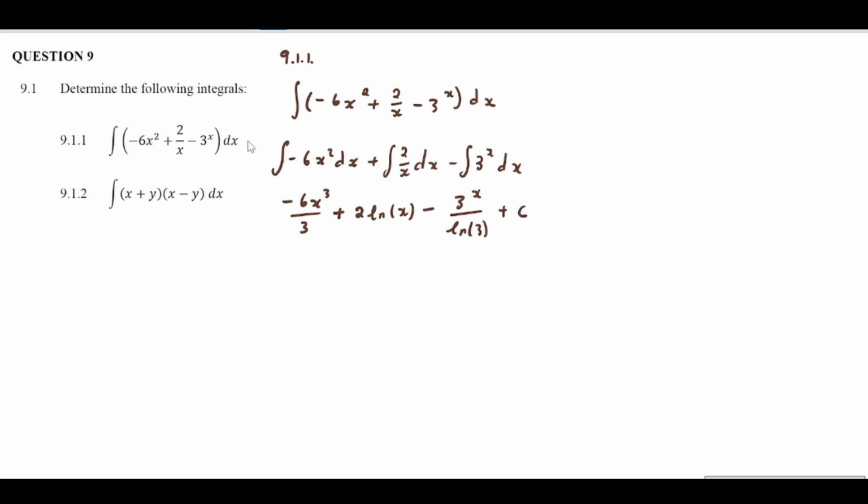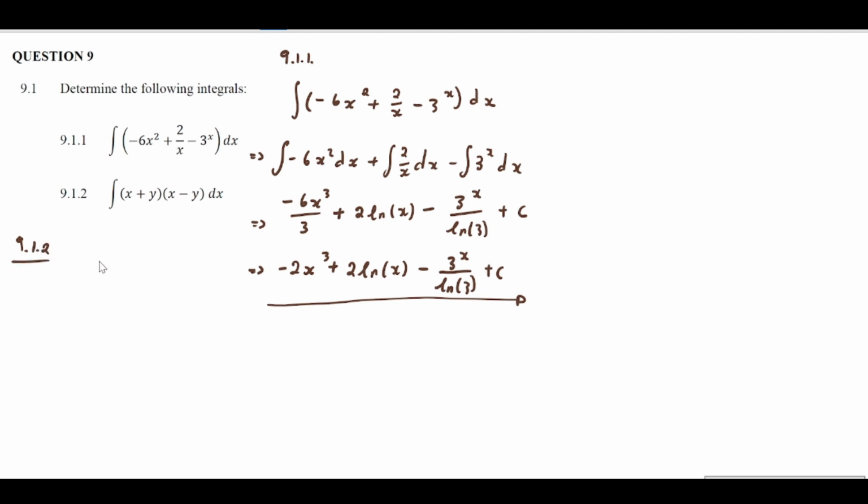Let's clean this up a little bit, especially this one here. So negative 6 divided by 3 is giving us negative 2 x to the exponent of 3 plus 2 into the ln of x minus 3 to the exponent of x, all divided by the ln of 3 plus c. And that is our first question, 9.1.1. Okay.